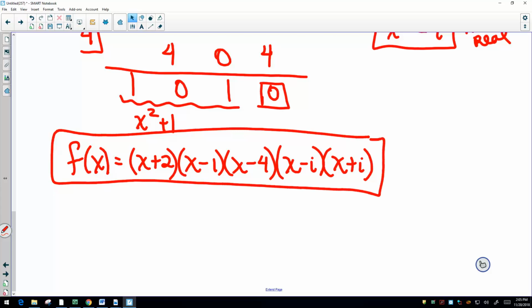So the idea here is we're working with complex zeros. We will practice more of this in class. Hopefully this gave you at least a good foundation so that in class we can kind of solidify these concepts.